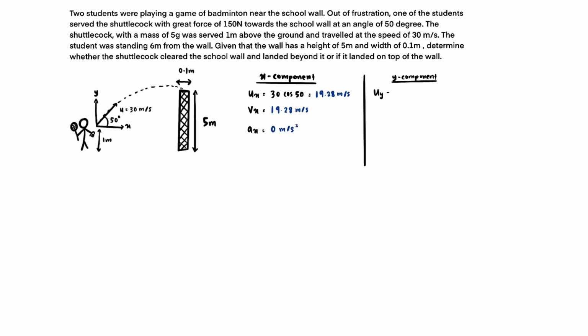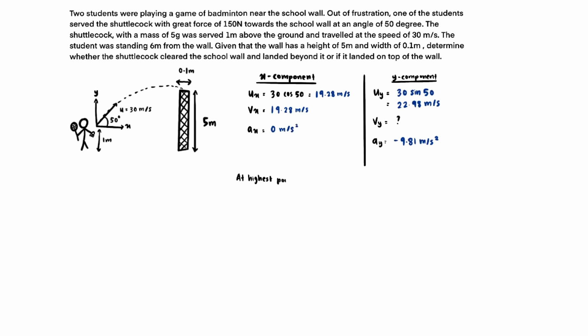For the y component, the initial velocity of the shuttlecock can be calculated using the formula 30 times sin 50, which yields a velocity of 22.98 meter per second. The final velocity is unknown, while the acceleration is equal to g, which is negative 9.81 meter per second squared.